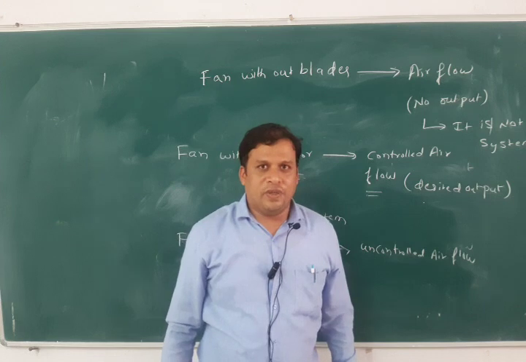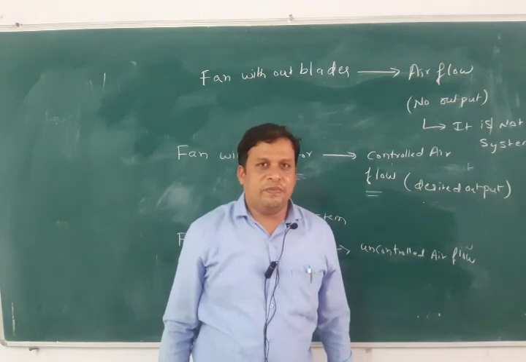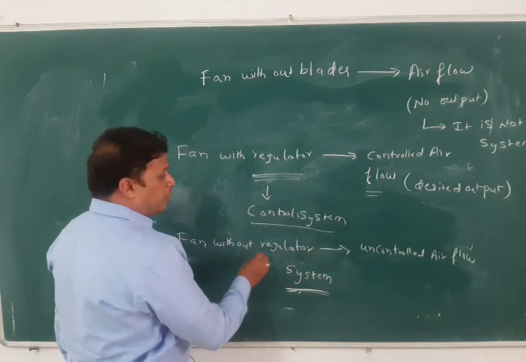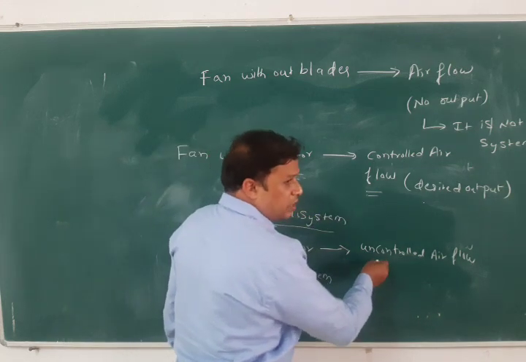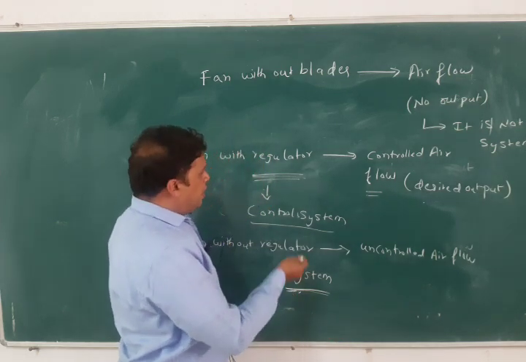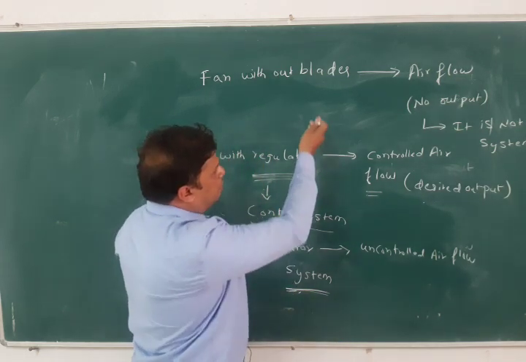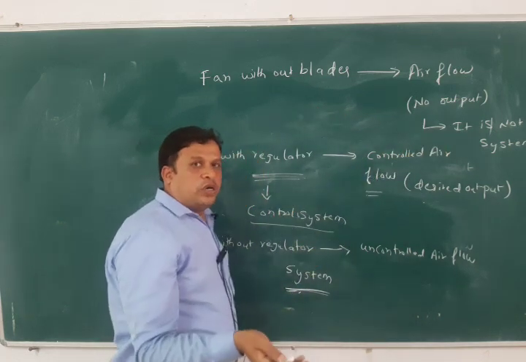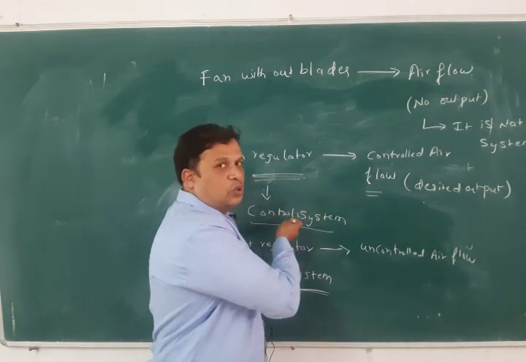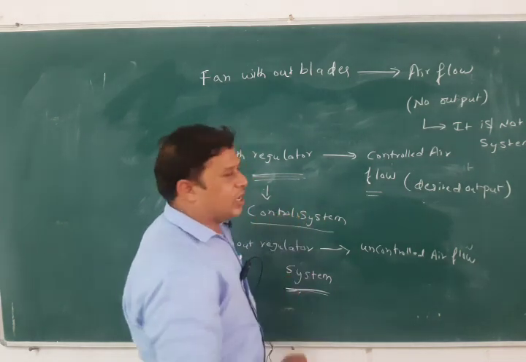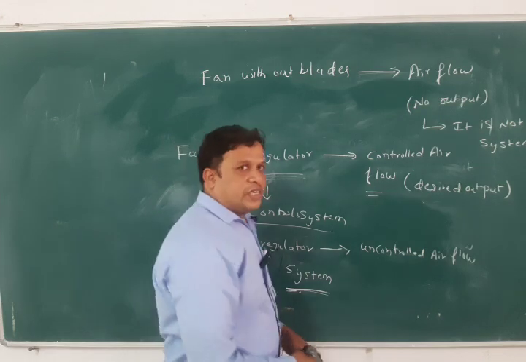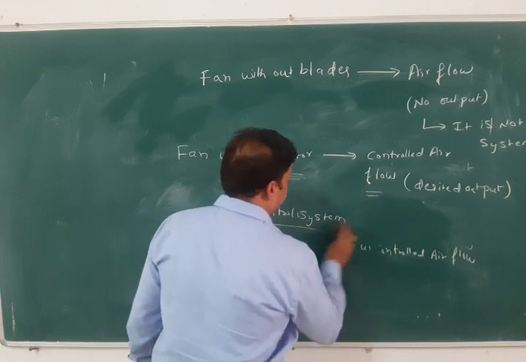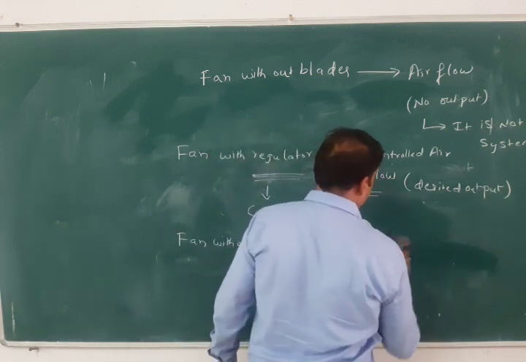So it is clear for you now. A system is a fan without a regulator that is getting some airflow; the output is there, so it is called a system. And here you are not having any output, airflow is not there, so it is not a system. But here you have an output, airflow is there, and it is also being controlled by a regulator, so it is called a control system. Is it clear to you? Next we will go to the other topics of the control system.